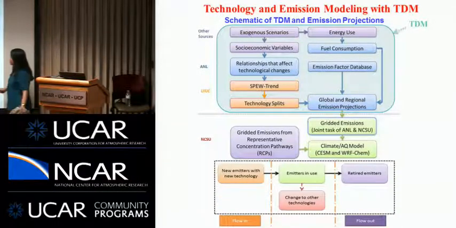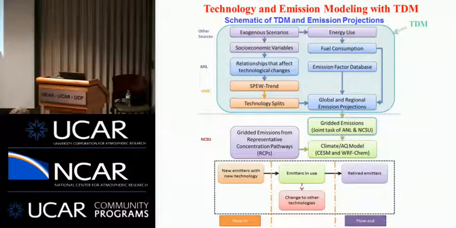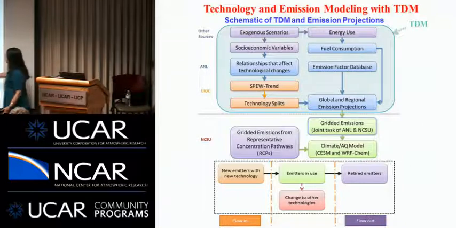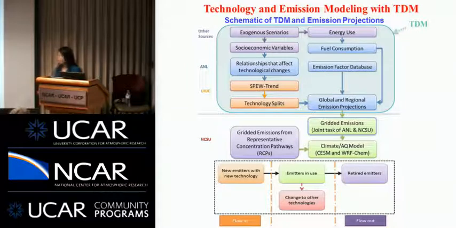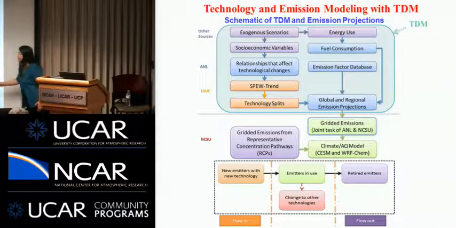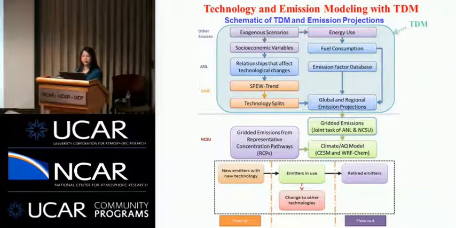This one illustrates the mass balance for the model, where we have three types of technology change. One is the new emitters with new technology, which generally give lower emissions. It's a flow in. Then we have retired emitters, representing super emitters that typically have greater emissions. They are retiring, flowing out. In between, there are some emitters undergoing technology updates, and they still stay in the mass balance here.